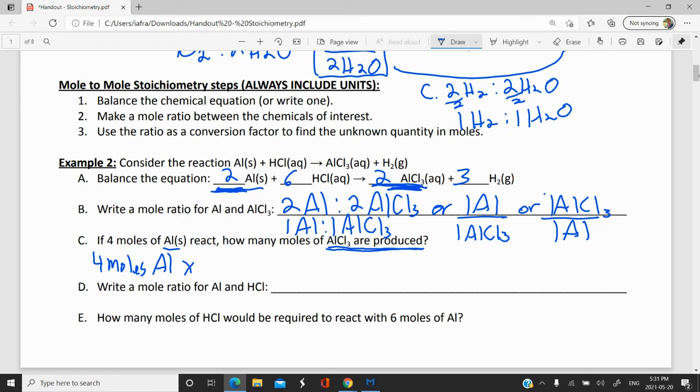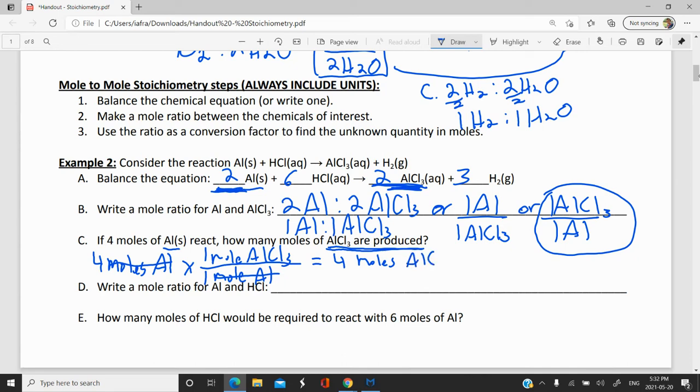So I'm going to choose this one over here because aluminum is on the bottom, and when you have units on the bottom and top and multiplying, they'll cancel each other out. So I'll do times the 1 mole, because we're dealing with moles now, of AlCl3 over 1 mole of Al. And so I can cancel out mole of Al, and I'm left with moles of AlCl3 there. So I'll get 4 moles of AlCl3.